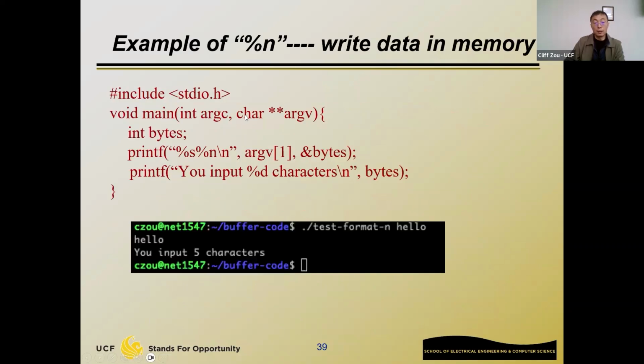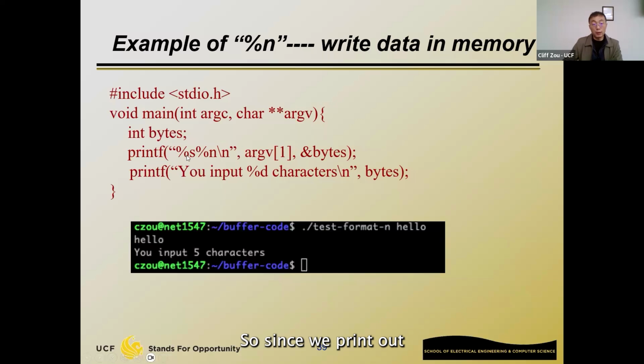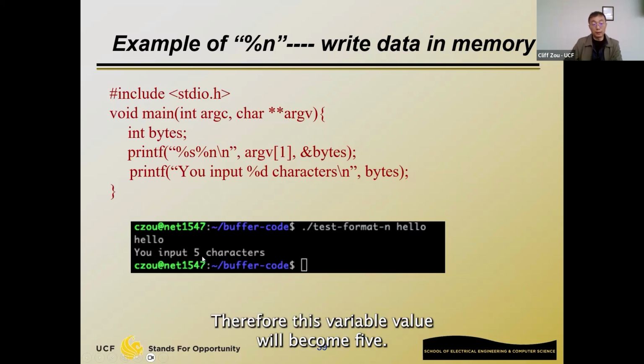One example where this percentage n can be used is this simple example. Suppose you first use percentage s to print out a user supplied string. For example, this user supplied string is hello. Then after that, this percentage n will print out how many bytes you have already printed before. Since we printed out argv1, that is 5 characters, this percentage n will write the value 5 to the variable here.